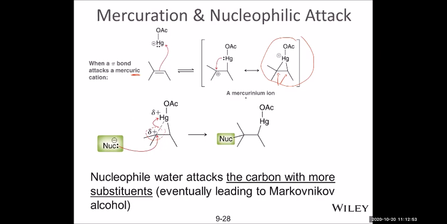Once the water attacks, it gives you another reaction intermediate. This is a key step to explain why you have Markovnikov. The reaction intermediate is the triangular shape. We call it a three-member ring reaction intermediate.